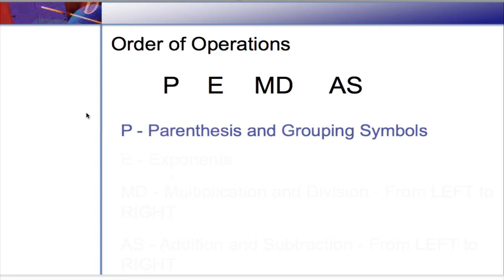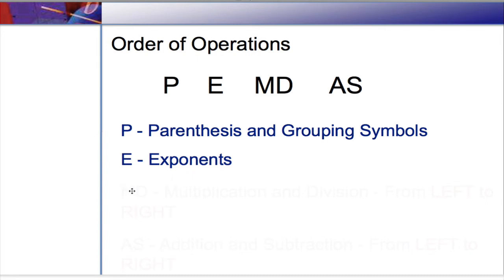P, of course, stands for parentheses. But it's not just parentheses. It's actually parentheses and any other type of grouping symbol. There's actually lots of different grouping symbols, and we'll discuss those later in the notes. E, of course, stands for exponents. So first we want to do any operation that's in parentheses or a grouping symbol. Then we want to evaluate any exponents that we see.